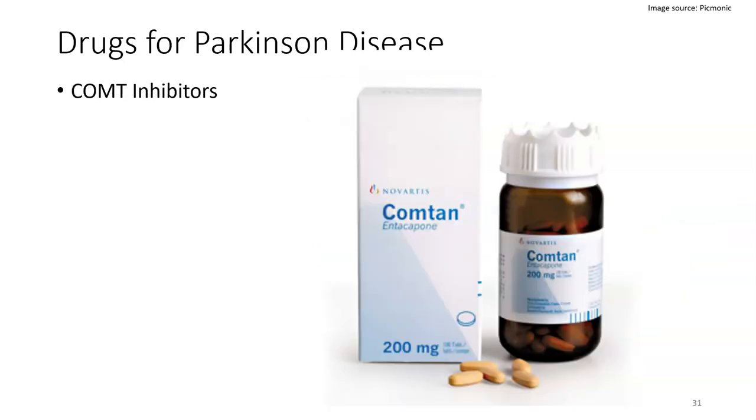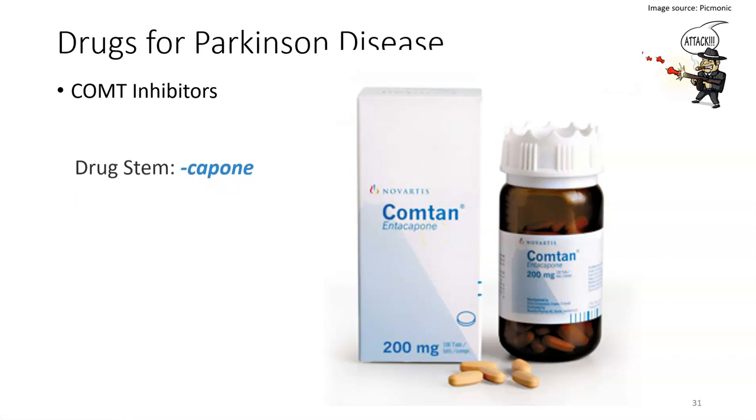The COMT inhibitor drugs. COMT is an abbreviation for catechol-O-methyltransferase. So again, that's an enzyme. This enzyme will break down dopamine. So we're going to block the enzyme that breaks down dopamine. So when we do that, it means we get elevated dopamine levels. So this drug class is called COMT inhibitors, and we've got that COMT as part of the beginning of the brand name. And entacapone is the generic name.